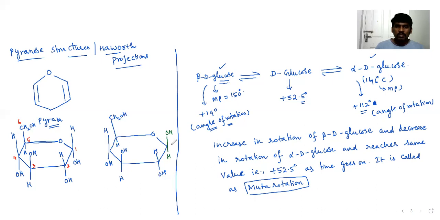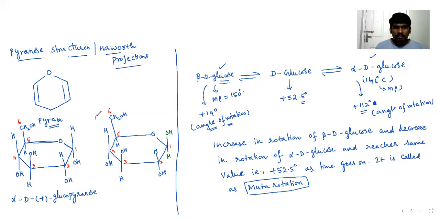Carbon numbers also, if you observe it, 1, 2, 3, 4, 5, and it is 6. And if you give the names also, this is alpha D glucose, no? Generally, alpha D glucose, but we are representing in the form of pyran. That's why it is said to be alpha D glucopyranose.